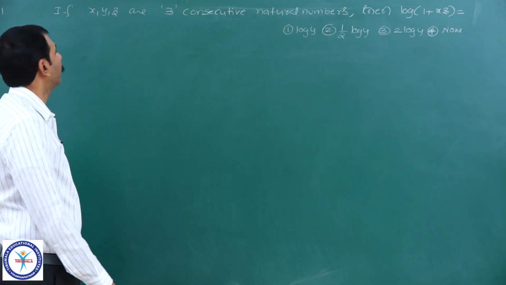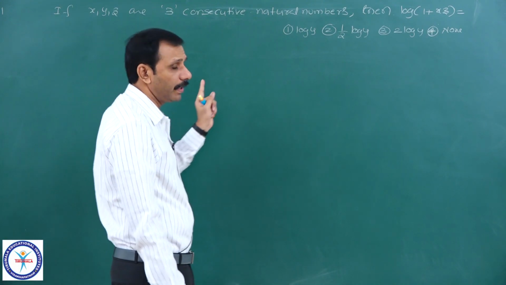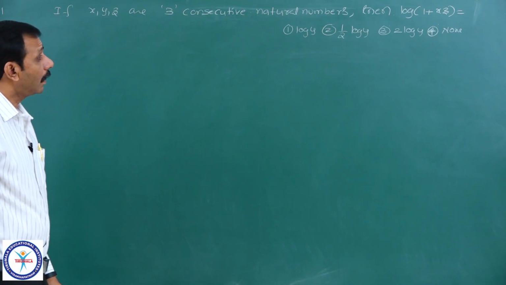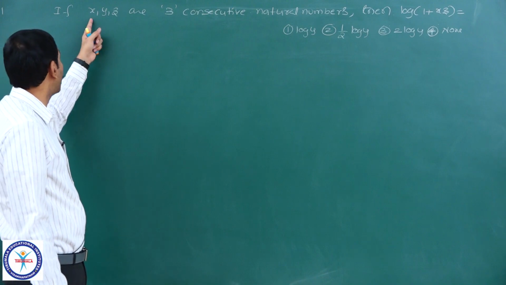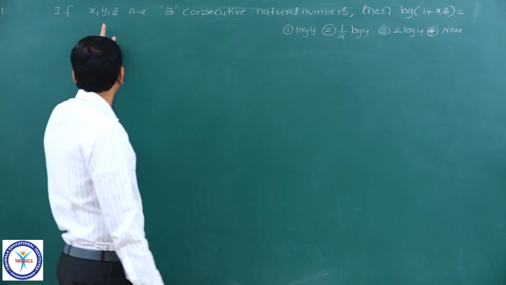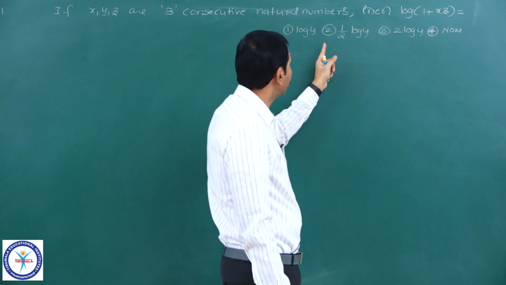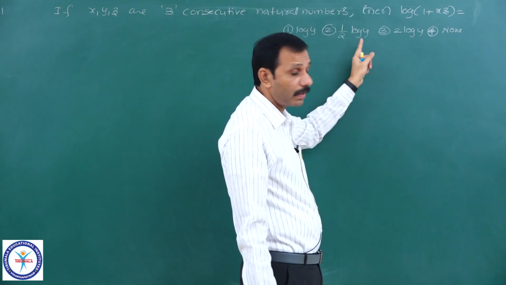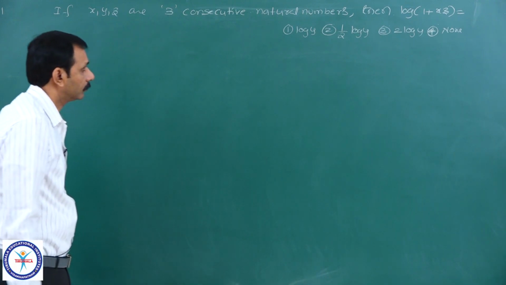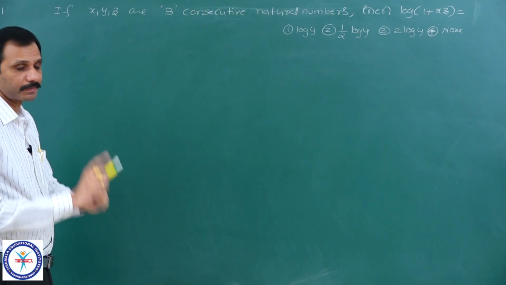Next one, a simple problem only. If x, y, z are 3 consecutive natural numbers, then log of 1 plus product of these two, x into z, in terms of that third number, log y. Option 1: half log y, option 2: log y, option 3: none of these. Simple one only. We have to write 1 plus xz in terms of y.